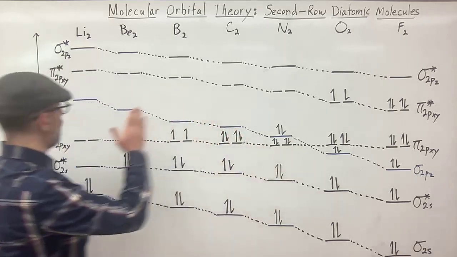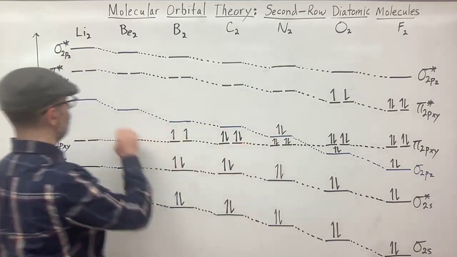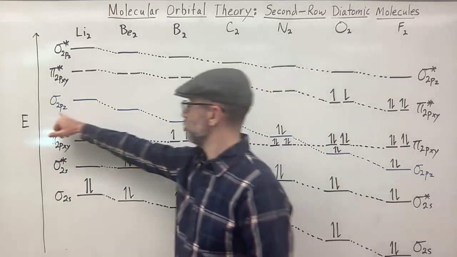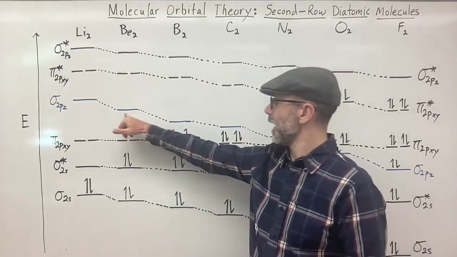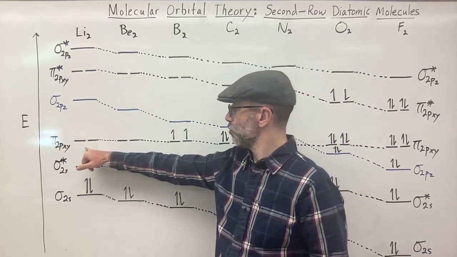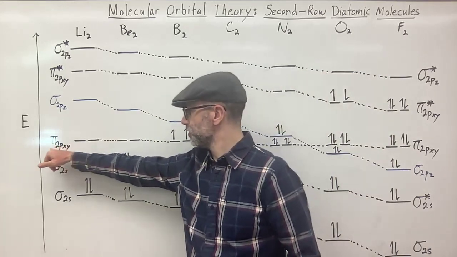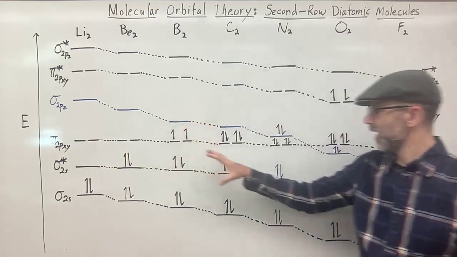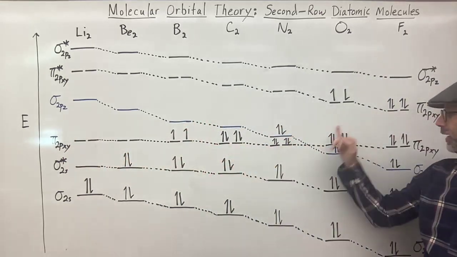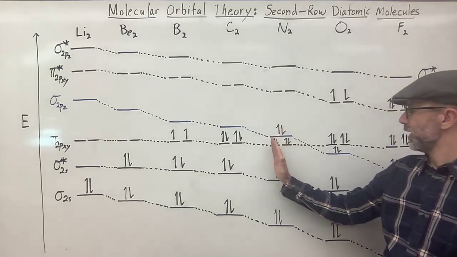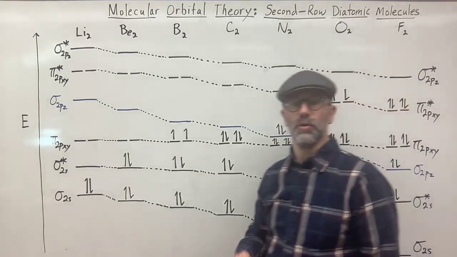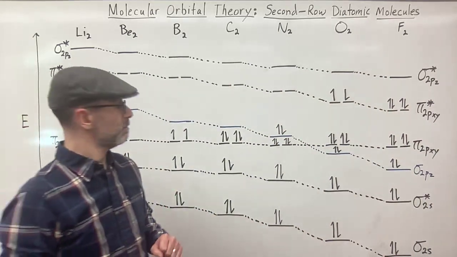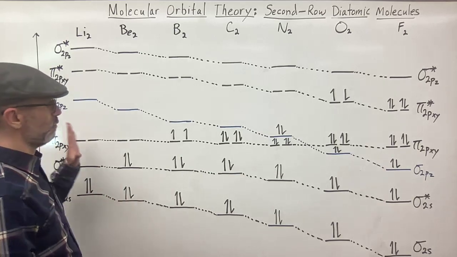And so you'll see that from here on out, the sigma 2pz molecular orbital is higher in energy than the pi 2px, 2py molecular orbitals. And that stays that way until you get here. So in the transition from N to O, they flip, right? And so what's the reason for this change?